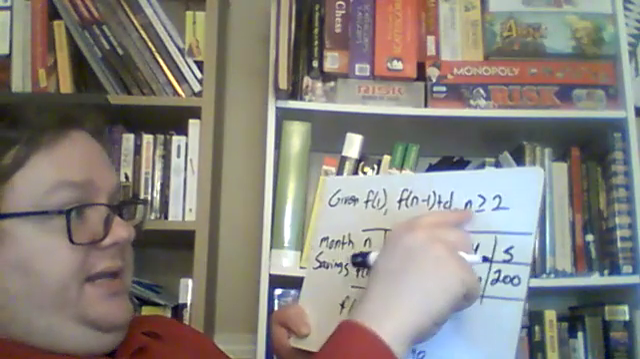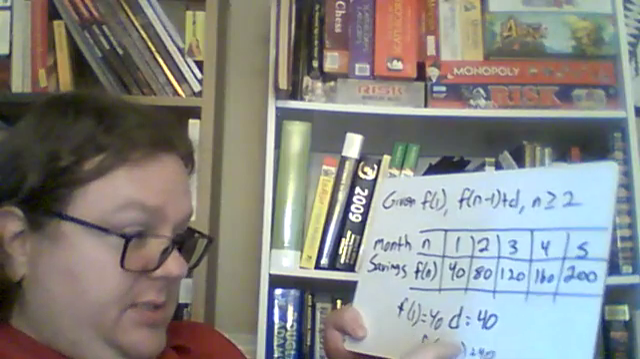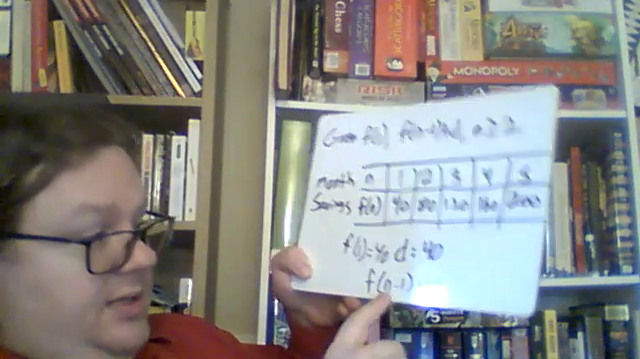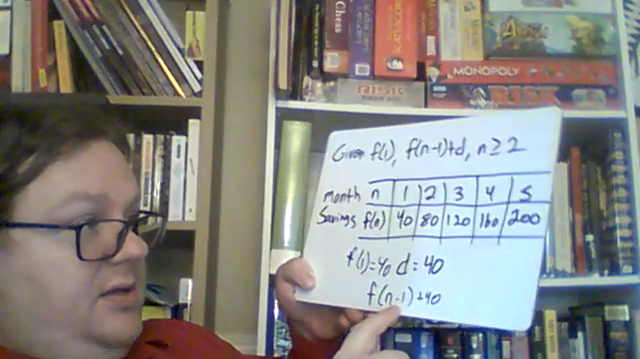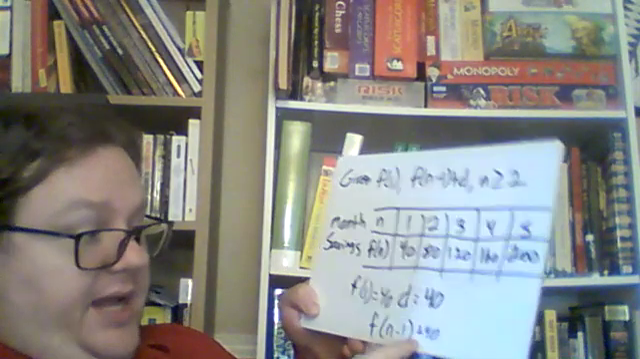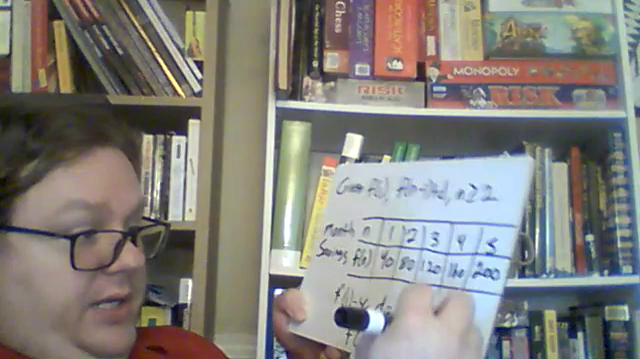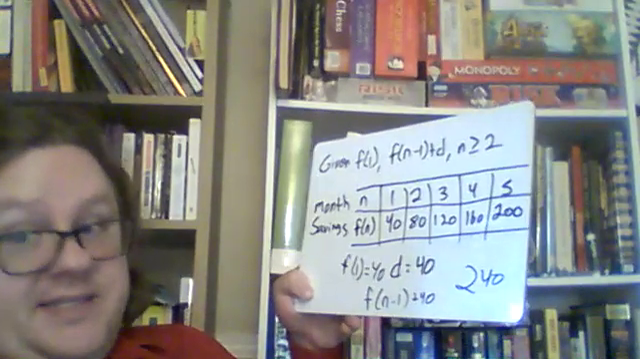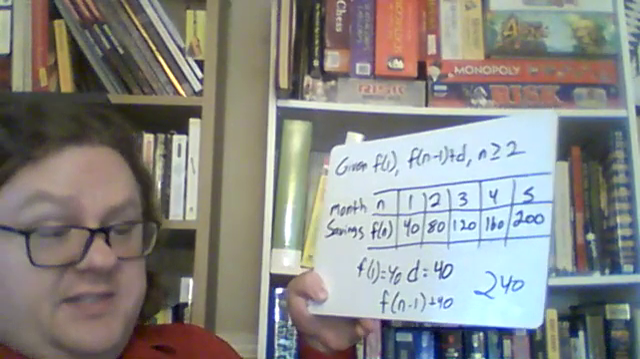So they ask us to find the sixth term. So we input a 6 for that n. 6 minus 1 is 5. f of 5 is 200. And then we add 40, and we get 240. I'm sorry, I hope that made sense. This is a very strange one.